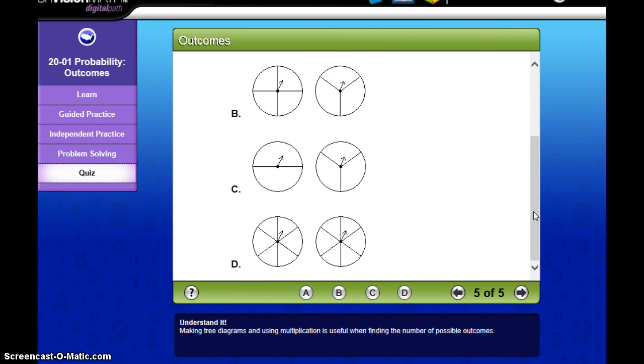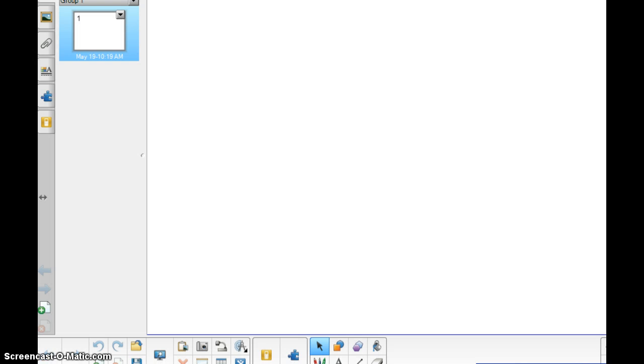Alexis? C. She says C because, how many here? 2. Times? 3. Is 6. Good work, Alexis. Good work. Okay, so I would like you guys to open up your iPads, and we are going to start making a tree diagram of our own.